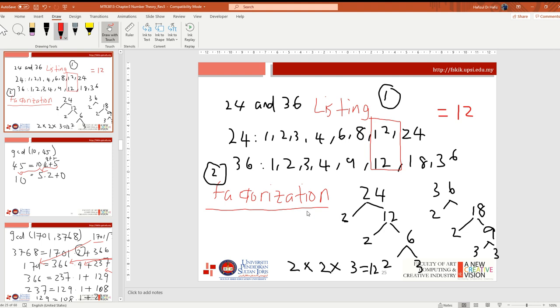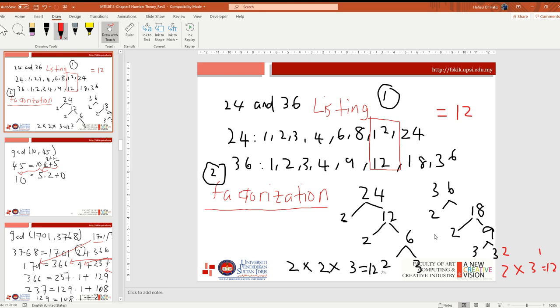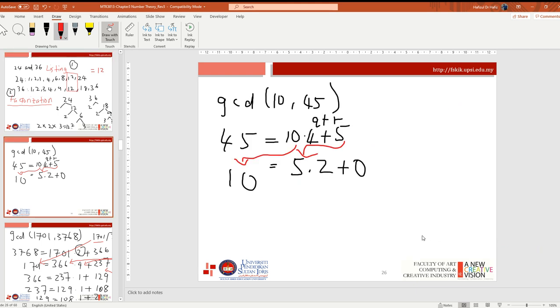Then for the factorization, same, this one I explained before. We list out the prime factorization or decomposition. 2 multiplied by 2 multiplied by 3 is equivalent to 12. Finally you get 2 power of 2 multiplied by 3 power of 1, which is 12. And for GCD of 10 and 45, you can use this technique also.